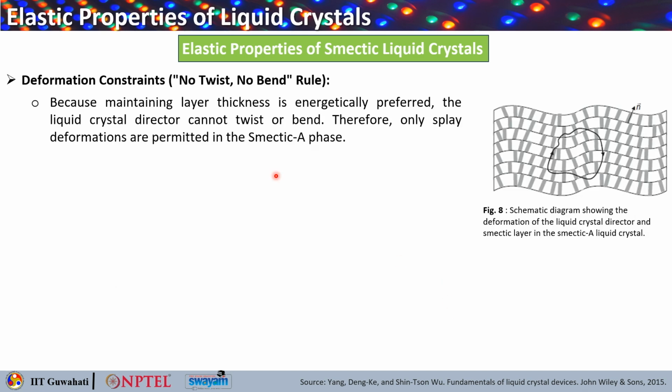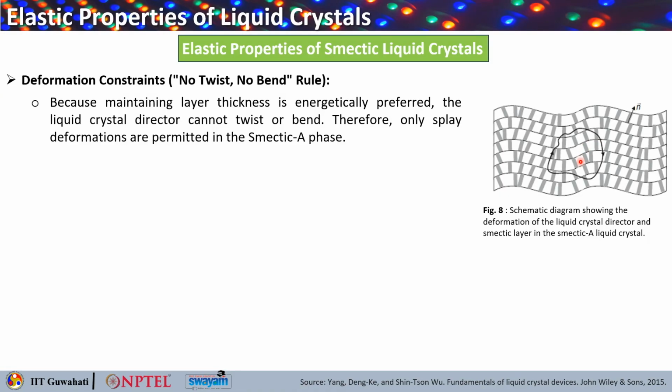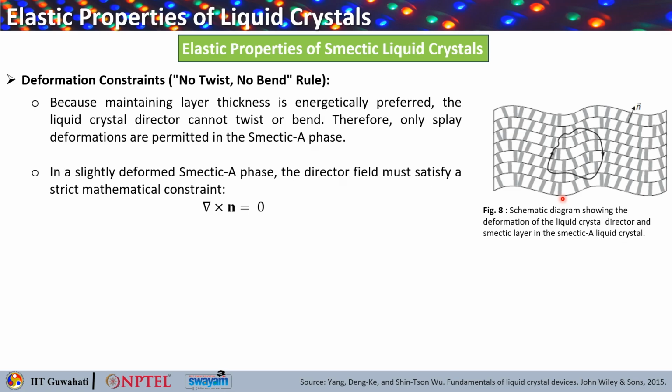So, the deformation constraints: there is a no twist, no bend rule. Let us see what that is. Maintaining layer thickness is energetically preferred, because deformation will cost energy. So, the liquid crystal director cannot twist or bend. Therefore, only splay deformations are permitted in the smectic A phase. You can just do this or this for the smectic A phase. Here you can see the deformation of the liquid crystal director and the smectic layers in the smectic A liquid crystal.